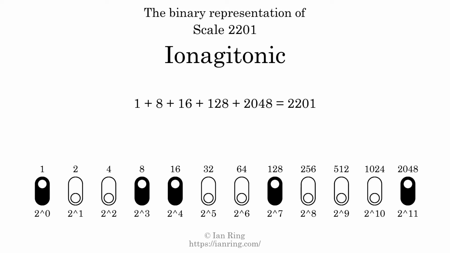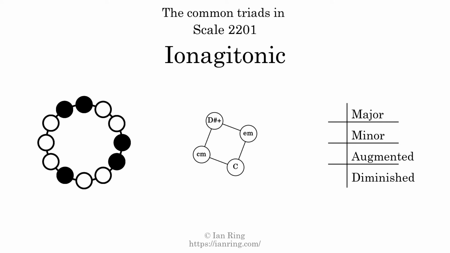The scale number not only enumerates the scale with a unique index, but it also literally describes the tonal content of the scale. Represented as a binary number in base 2, the scale number is 100010011001. Here are the common triads present in this scale.